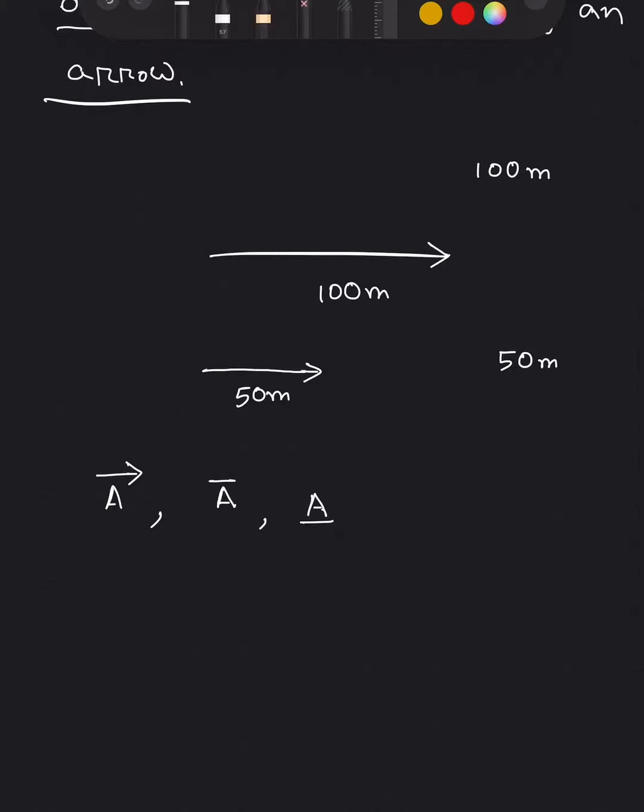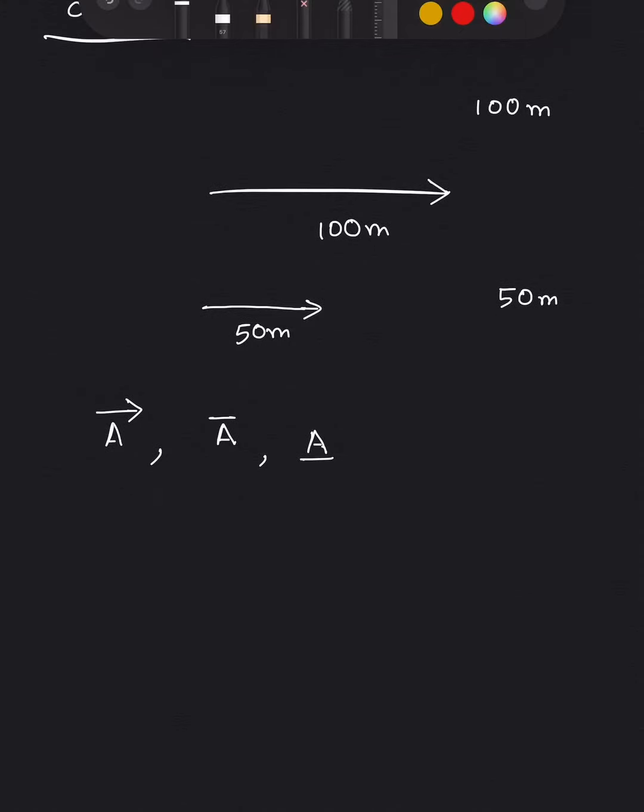Now, in case of finding the magnitude, what will you do? The magnitude is denoted by this vector with modulus on both sides. This is denoted by the magnitude. Simply you can write it as A. The direction and the modulus part cut each other out.